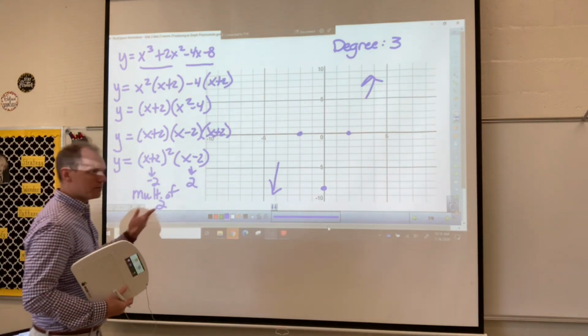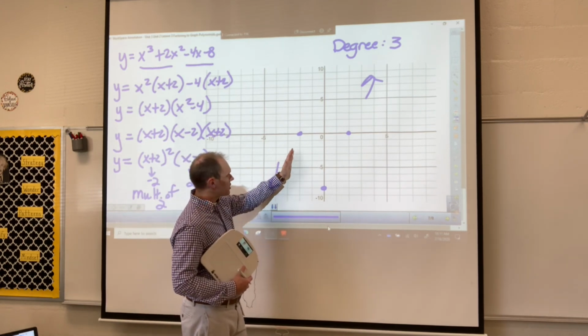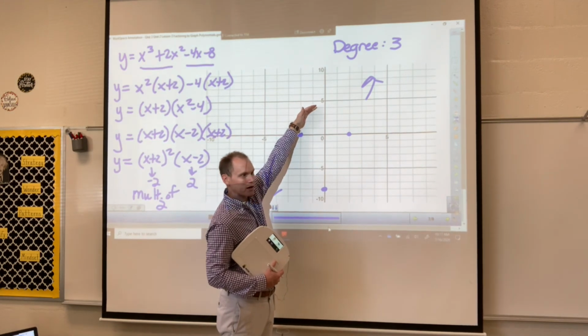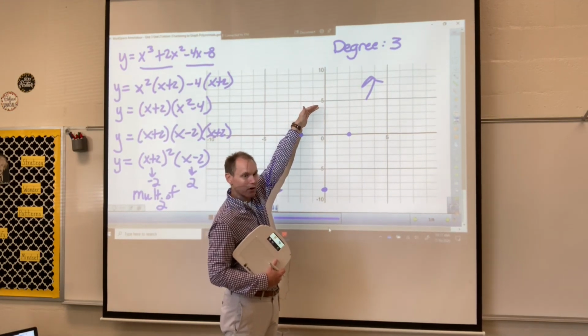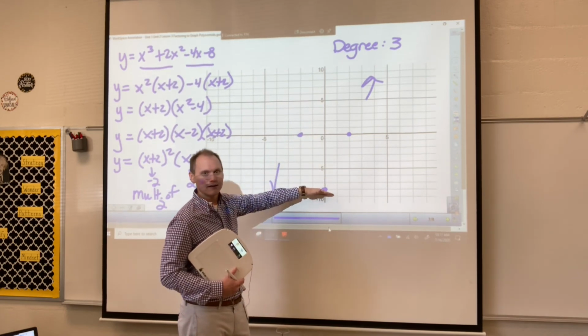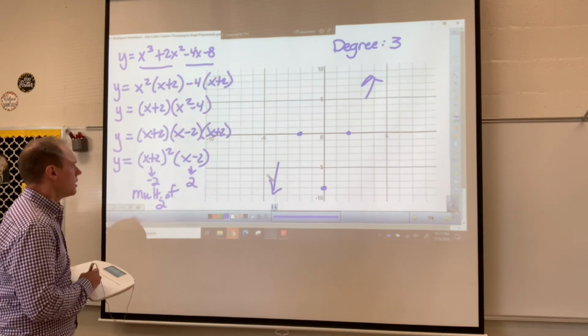Well, let's see how this makes sense, right? If we thought that it went straight through at negative 2, then something's wrong. Either our y-intercept should be up here somewhere, or we should have another 0 to get back down to it. Something's wrong if we didn't catch that multiplicity there.